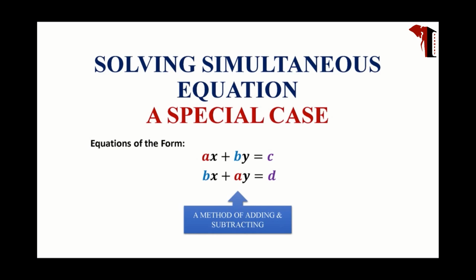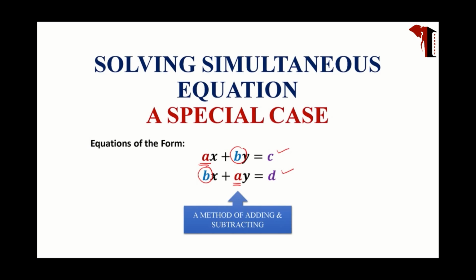By looking at this equation, you might have already understood that the coefficients are the same, correct? Yeah, that's it. So this is the form of equation. The coefficient of x in the first equation and the coefficient of y in the second equation are the same. The coefficient of y in the first equation and the coefficient of x in the second equation are the same. However, the constants c and d will remain different.